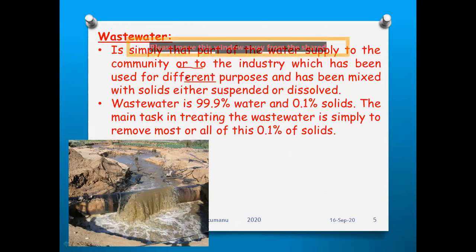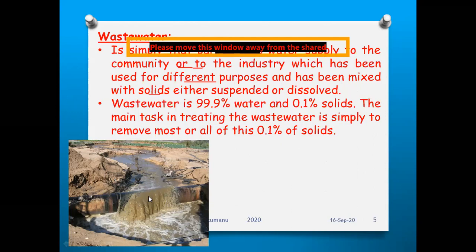So it has been used for different purposes. That has been mixed with what? Mixed with the solids. The solids may be suspended or dissolved. Some solids dissolve. For example, mud will dissolve in the water and look brown in color. Or suspended items: plastics, plastic waste, human waste, waste from trees, cotton waste, cloth waste, whatever things are on the road or in the kitchen, vegetable waste, all are mixing or suspended in this water. So that is coming in that way.